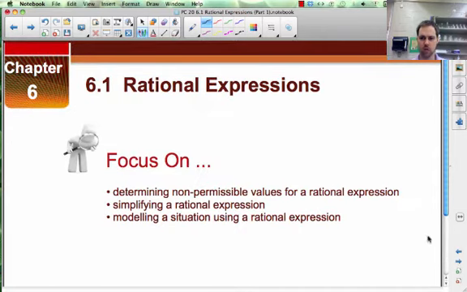Alright, rational expressions. Pause it, give it a read. This is what we're going to be doing today.